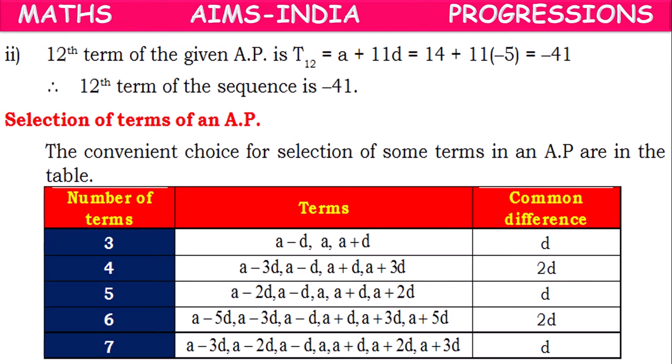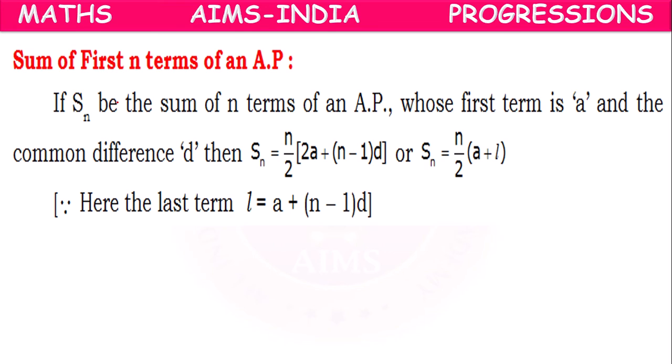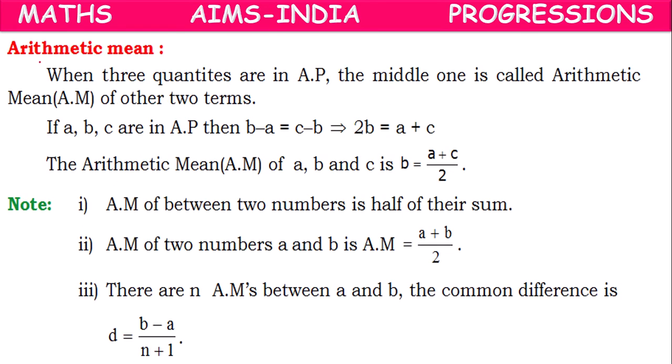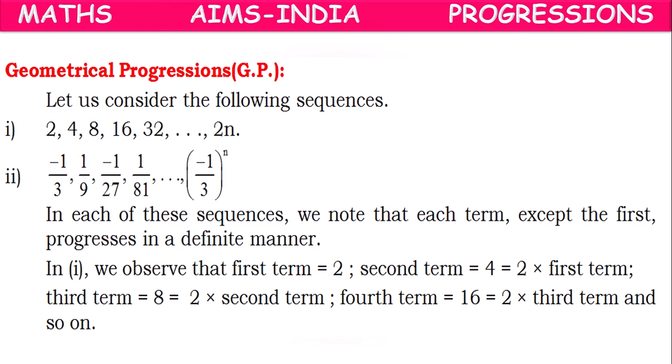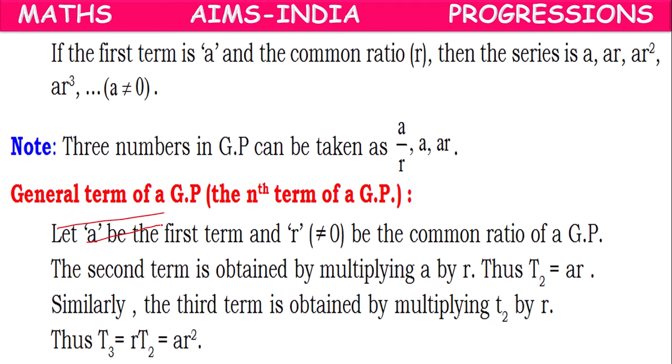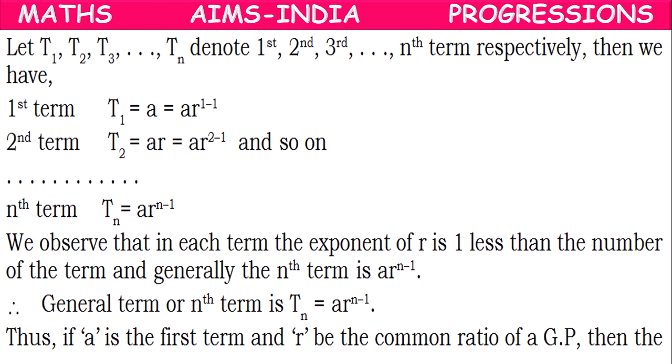We covered the general term and selection of terms of an AP based upon the number of terms, the formula for the sum of the first n terms, and some example problems. About arithmetic mean we have already learnt. About geometric progression we have discussed. The general term of a geometric progression is Tn equal to a r to the power of n minus 1.